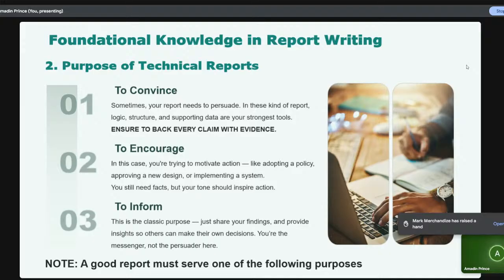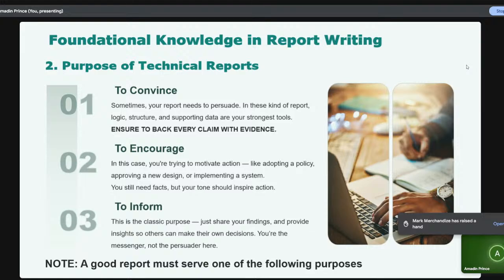Once you can understand the purpose of any report writing, you know how to go about making it. Now there are three main purposes of all report writing. No matter how big it is, there are three main purposes. Number one, it is meant to convince. Sometimes your report is meant to persuade people to do something. Let's say I'm writing a report for a politician. That report will be meant to persuade him to want to do something, because politicians are very tricky people and you cannot just write something and not expect to convince him on why you should be his person. I don't know if you are getting me.